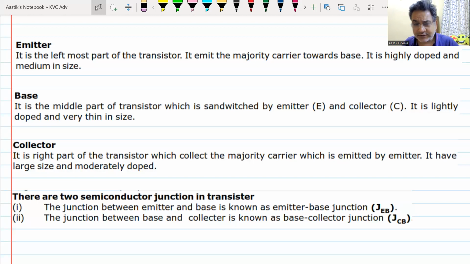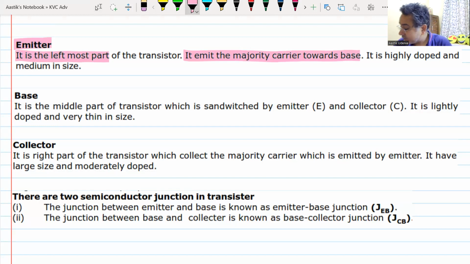As we have seen, there are three extrinsic semiconductors. The first one is known as emitter, and you will have to note down its properties and remember them very carefully and do not make a mistake. Emitter is the leftmost part. It is known as emitter because it emits majority carriers towards base. It is heavily doped, and it is medium in size. Heavily doped, medium, emits, leftmost.